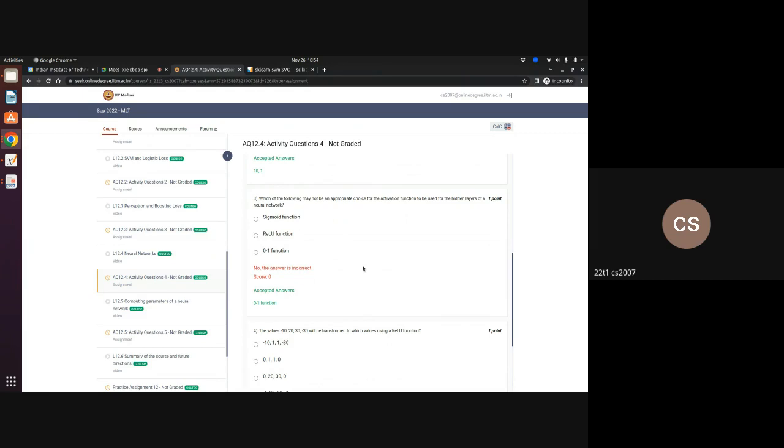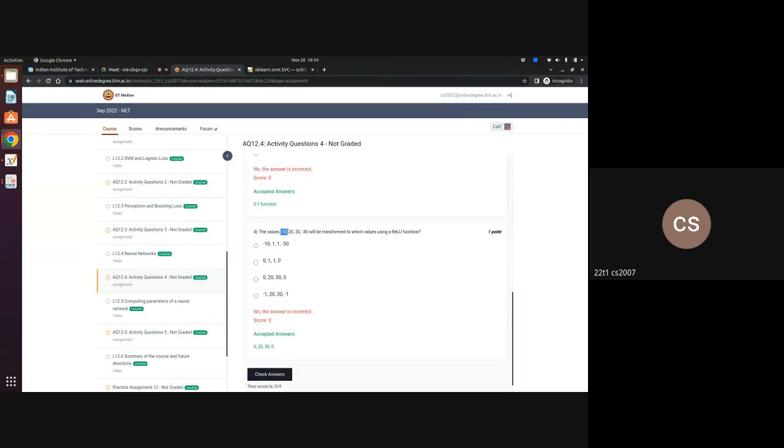Makes sense? So if we use the 0-1 loss in some hidden layer as an activation function, since we have seen 0-1 is not a continuous function, it is definitely not differentiable. So we cannot use this function. This is not an appropriate choice.